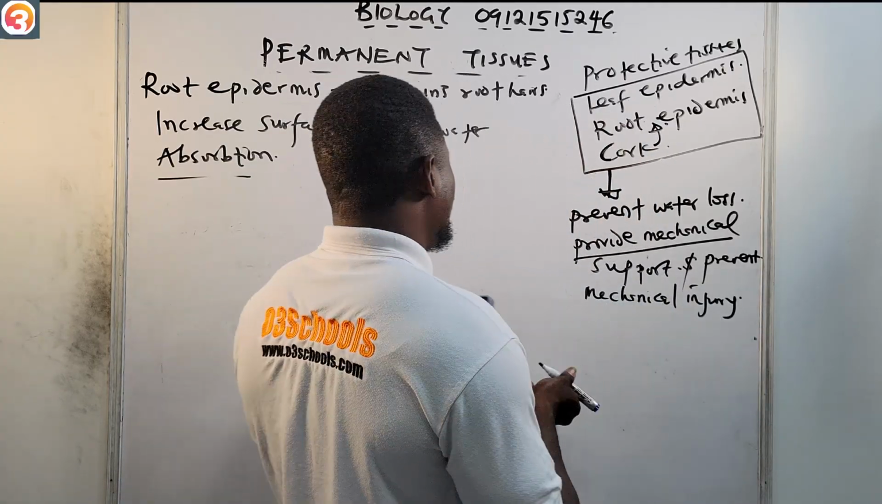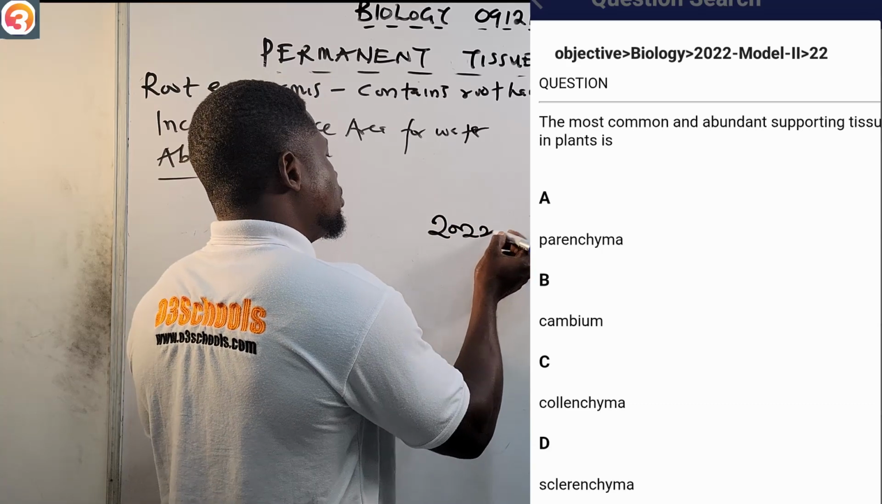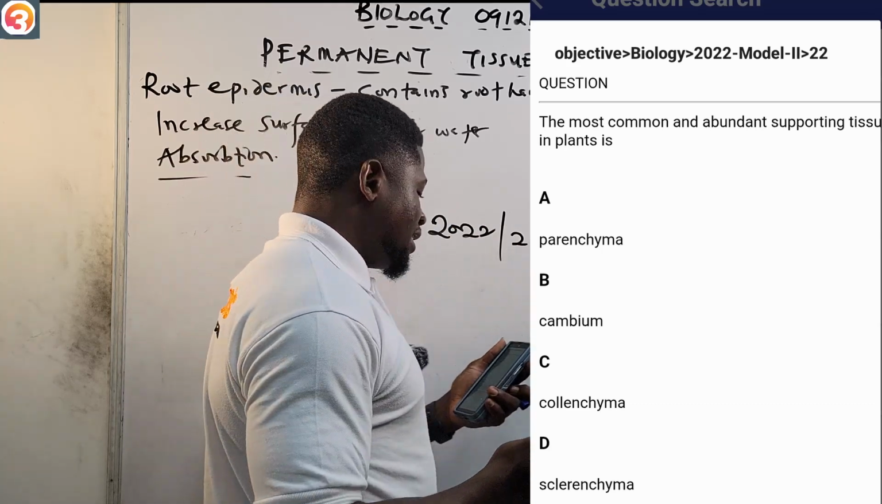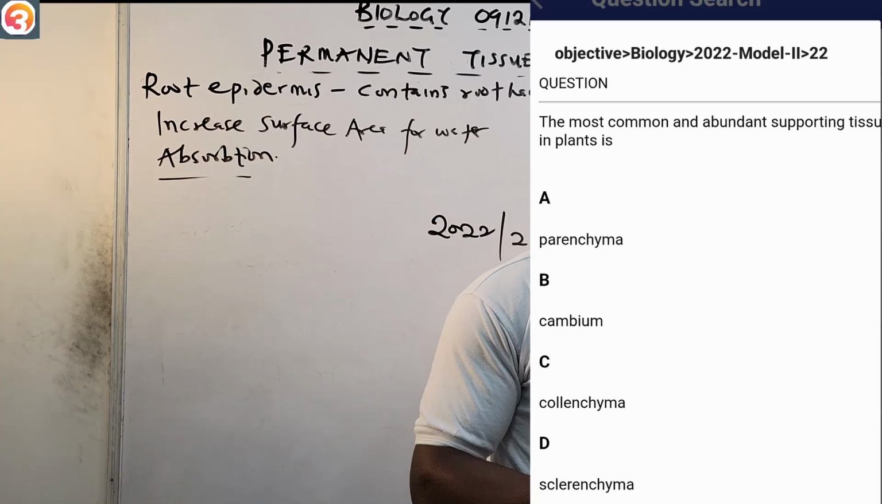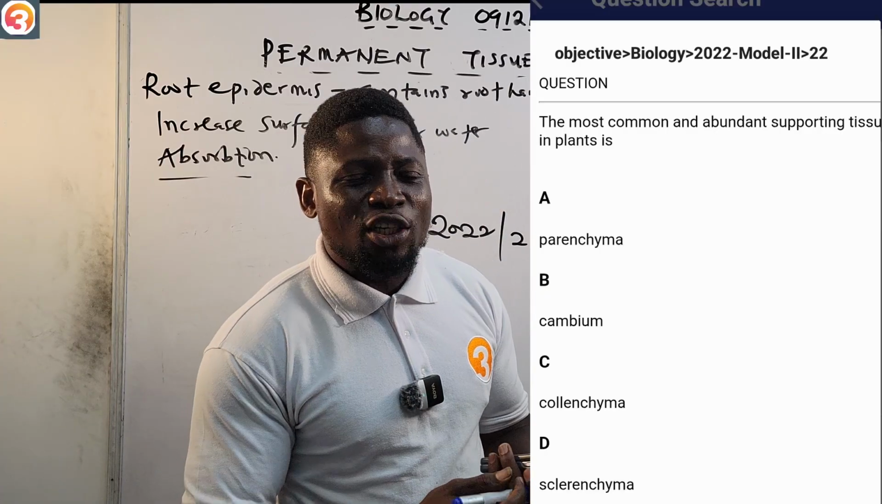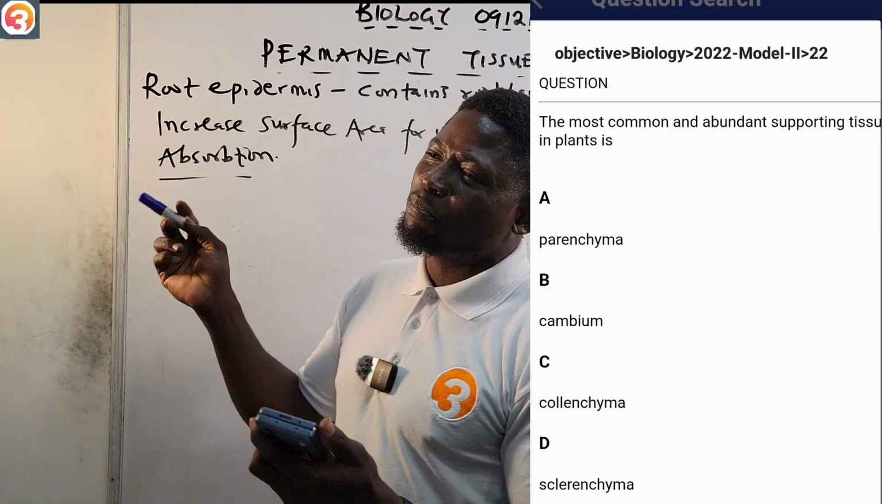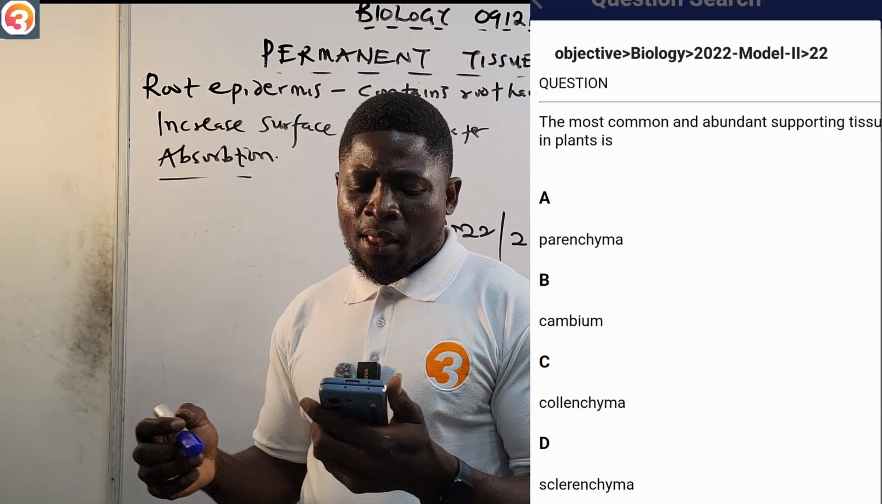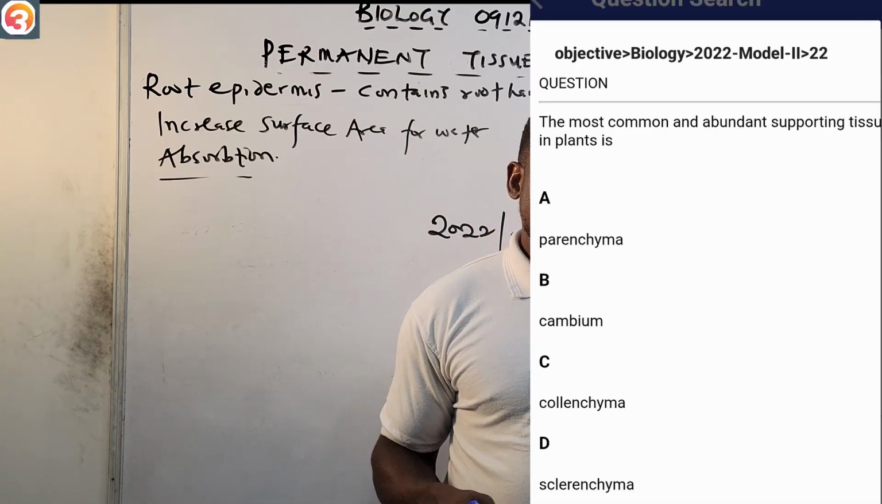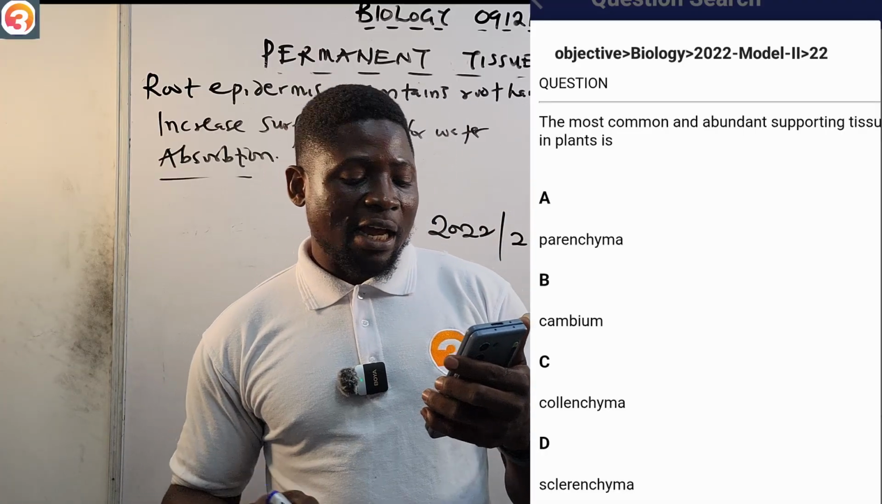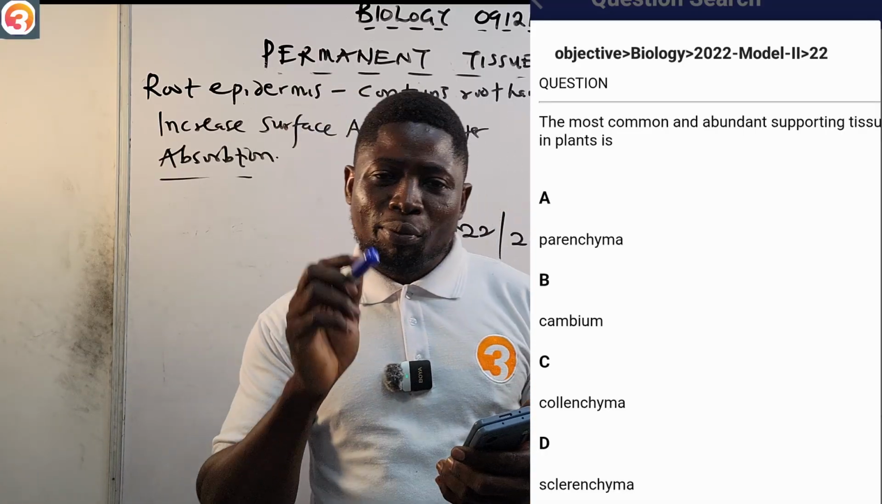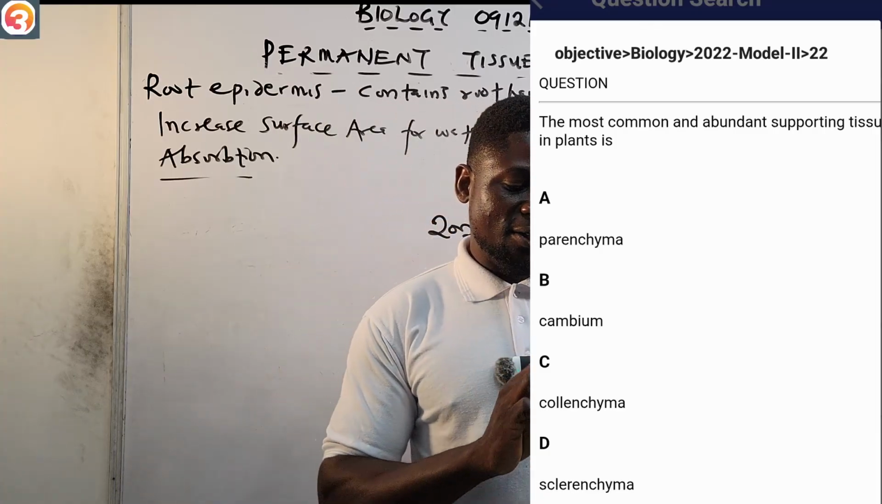2022 number 22 says the most common and abundant supporting tissue in plants. There's one that we say is found throughout the plant, almost everywhere. A says it's parenchyma, B says it's cambium, C says collenchyma, D says sclerenchyma. Put the correct answer in the comment section.